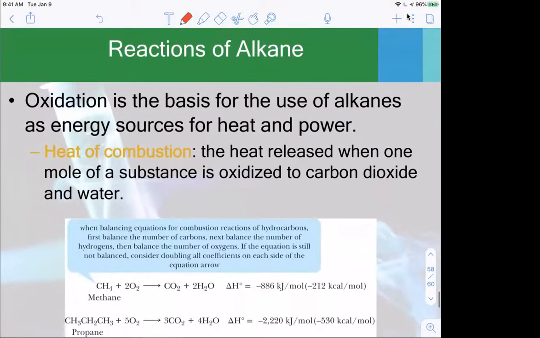Now, reactions of alkanes, we're not really going to focus on these. Alkanes are generally unreactive, except for a couple of cases. Alkanes will combust. So oxidation is the basis of how we use alkanes, because we use them as energy sources for heat and power. So I can combust them and actually measure a heat of combustion, which is the heat that is released when 1 mole of a substance is oxidized to carbon dioxide.